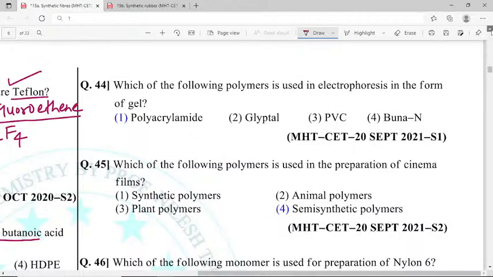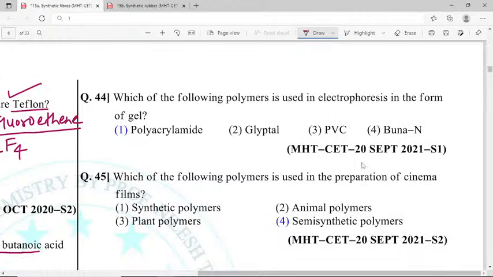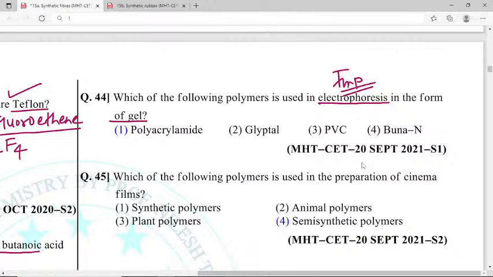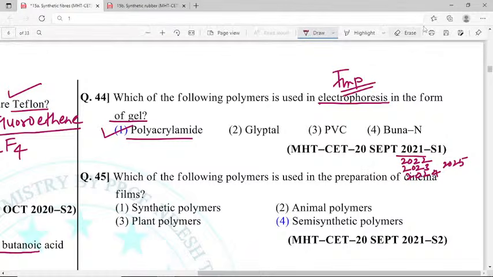Next question. Which of the following polymers is used in electrophoresis in the form of gel? Very important question. Electrophoresis is used for DNA analysis. Which gel is used in electrophoresis? Polyacrylamide gel. The same question came in 2021, 2022, 2023, 2024, 2025 and will come next also. Okay, get it? So please write it now. This is a very important question.